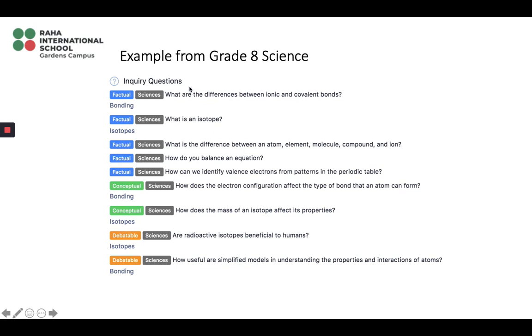So these inquiry questions will generally be made available to the students at the start and then referred to during the course of the unit. Not necessarily every single lesson, but these are just things to bear in mind and at times focus on explicitly.